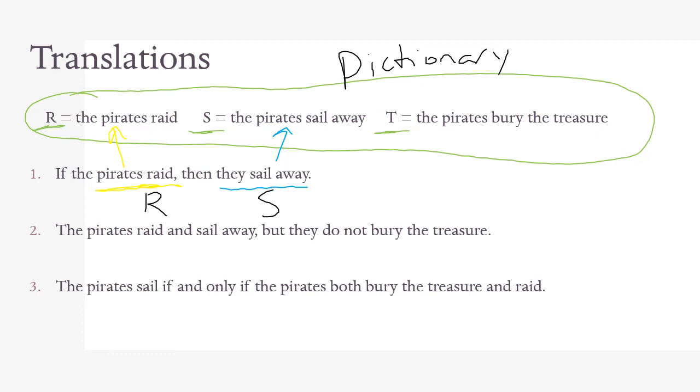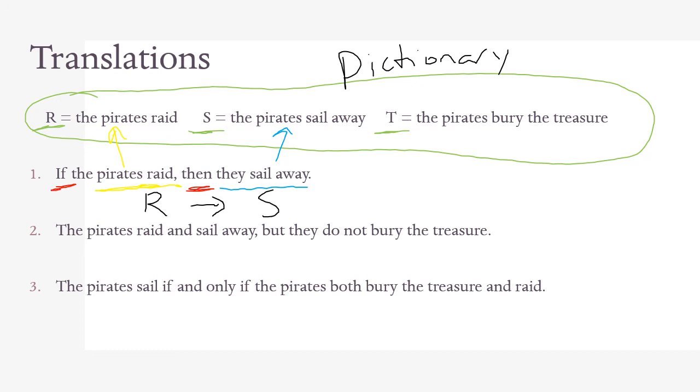So R and S are our propositions in this sentence. So now let's look back through the sentence and see what our operator is. We have an if-then. So if the pirates raid, then they'll sail away. And so we represent the if-then by an arrow. So if-thens are arrows, and that's all that we have to do for that sentence. If the pirates raid, then they will sail away. Let's look at the next one.